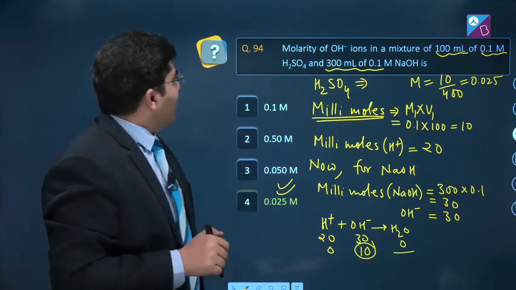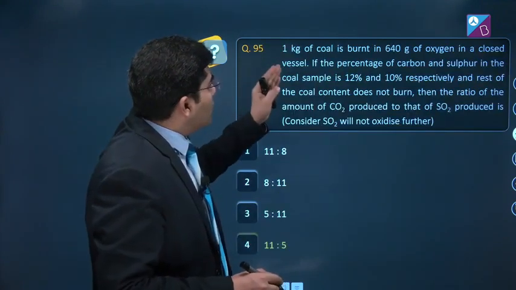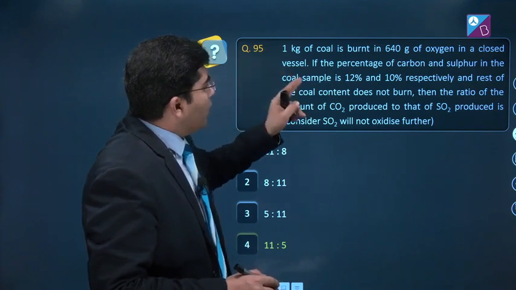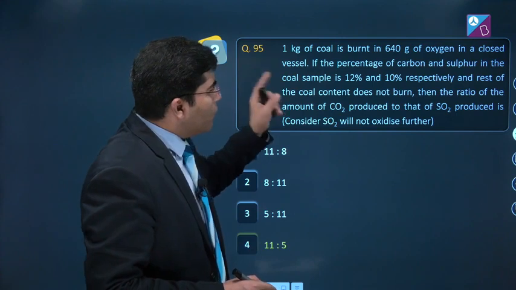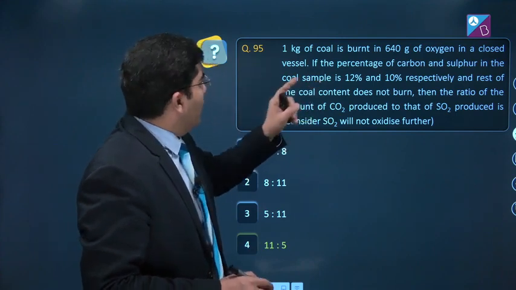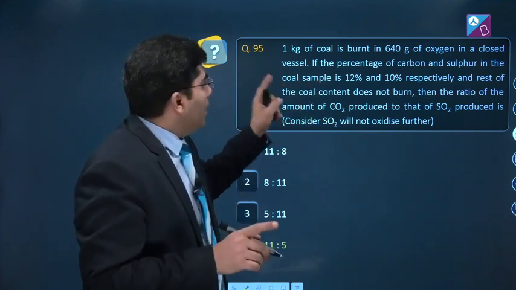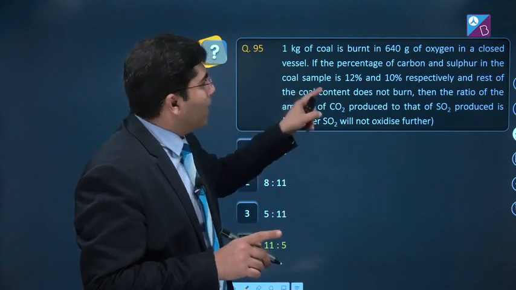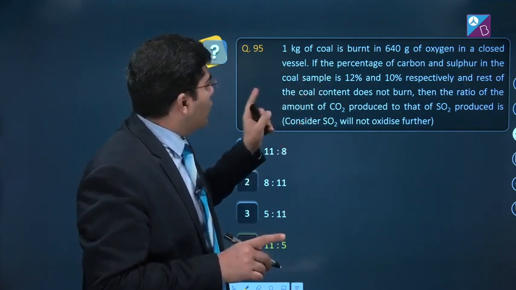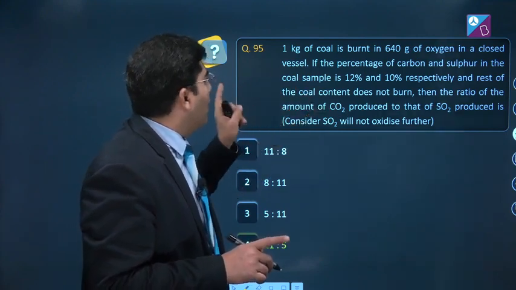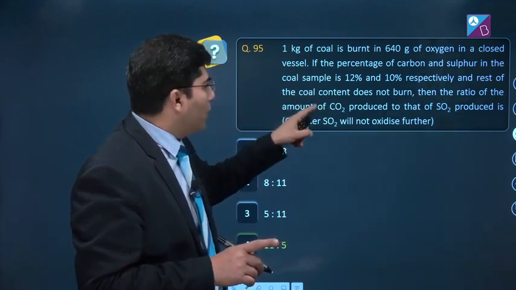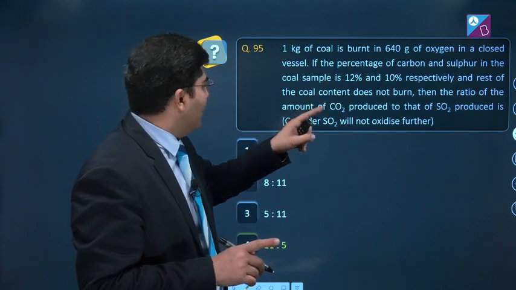Okay. Next is: 1 kg of coal is burnt in 640 gram of oxygen in a closed vessel. If the percentage of carbon and sulfur in the coal sample is 12% and 10% respectively, and the rest of the coal content does not burn, then the ratio of the amount of CO2 produced and that of SO2 produced is.